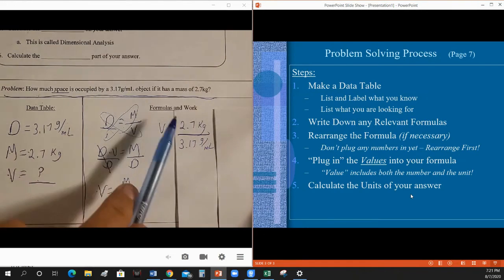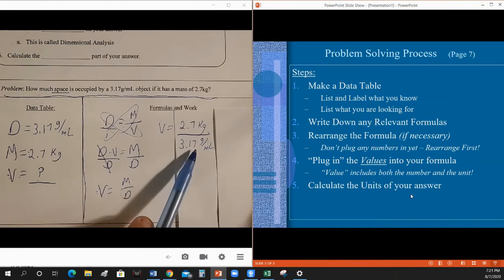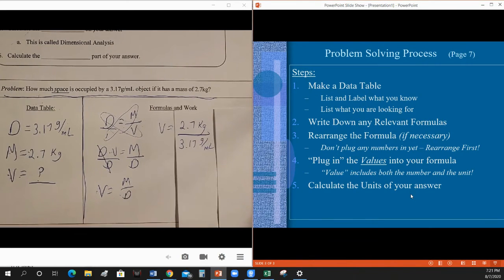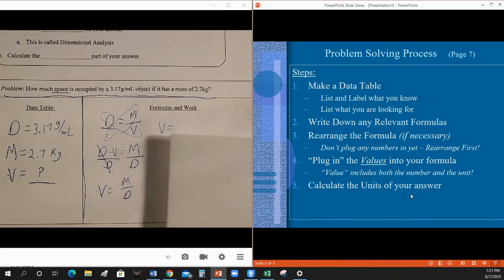So since I'm looking at my units first, I realize this isn't good. I need to get both of my mass components to be the same, and probably the easiest way is to change this 2.7 kilograms into grams. You might want to do a little work on the side, maybe you can do that one in your head. Kilograms to grams is pretty easy.